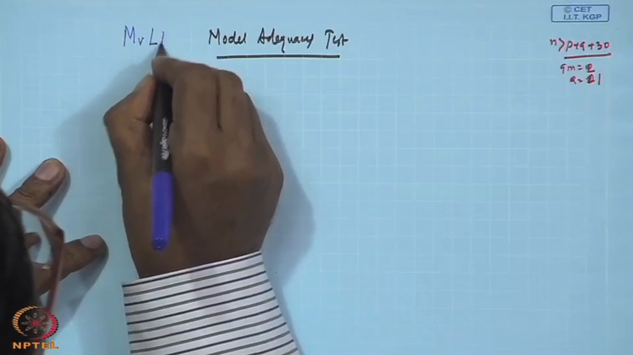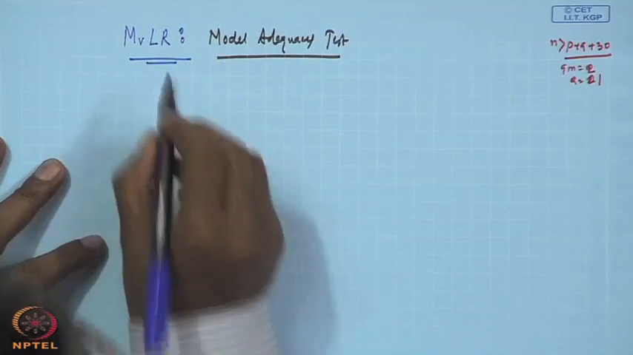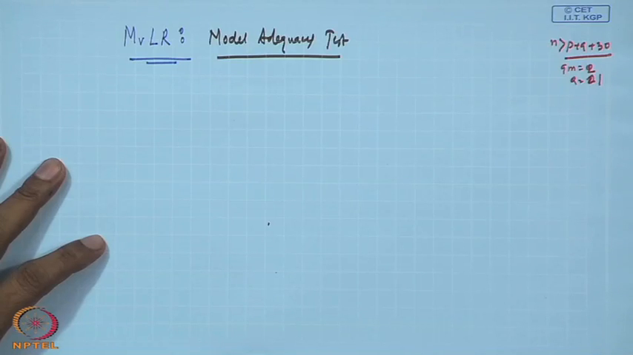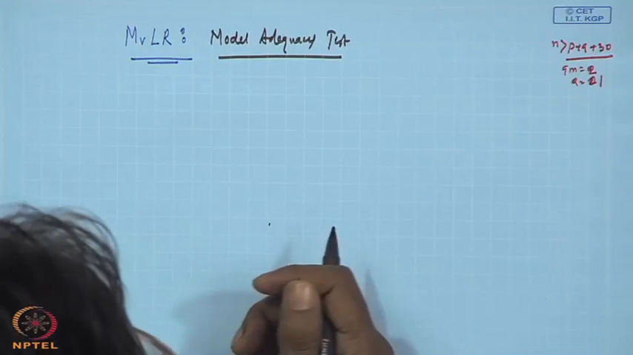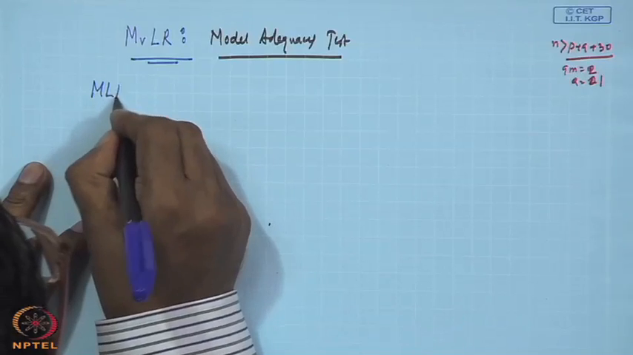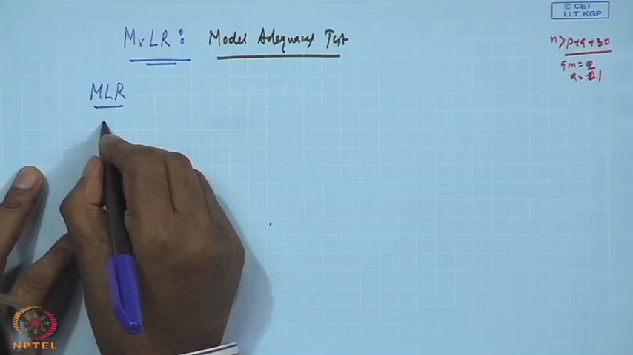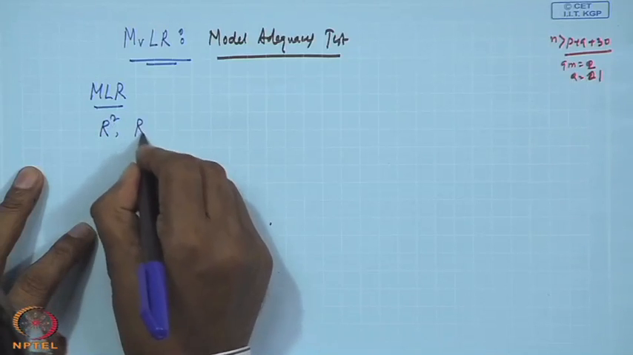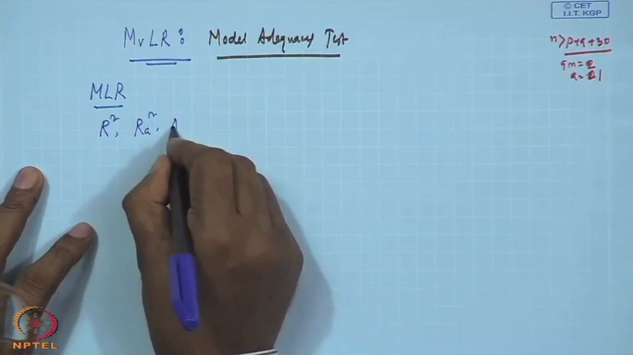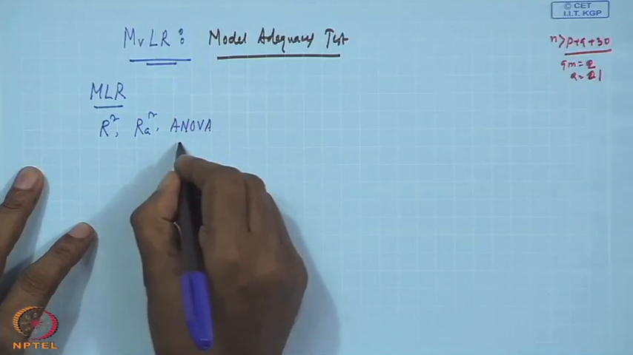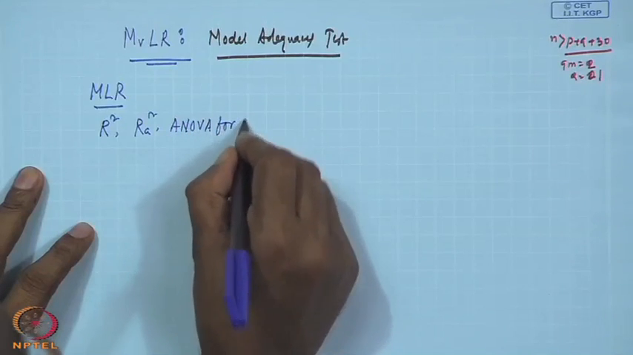Good evening. We will continue multivariate linear regression, and now we will discuss the model adequacy test for multivariate linear regression. If you recollect multiple linear regression, we considered R square and adjusted R square. We also developed one table called the ANOVA table for the F test.